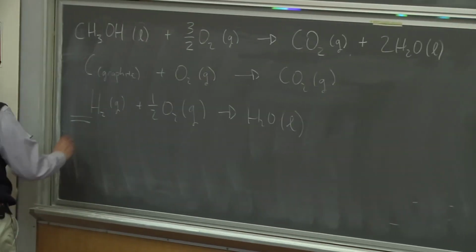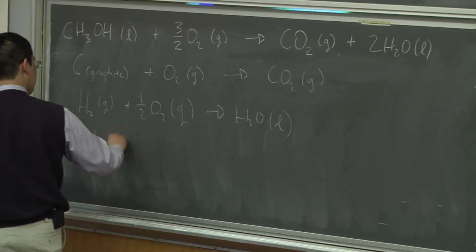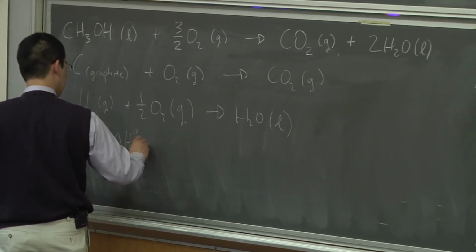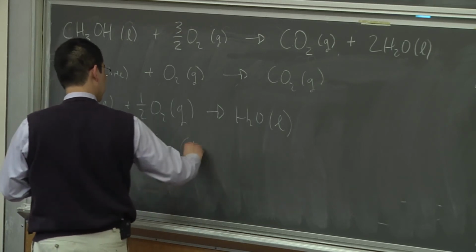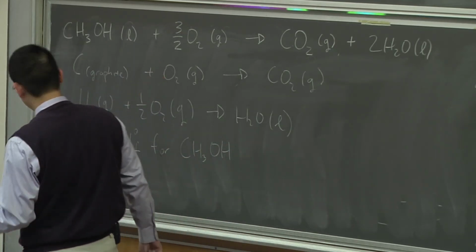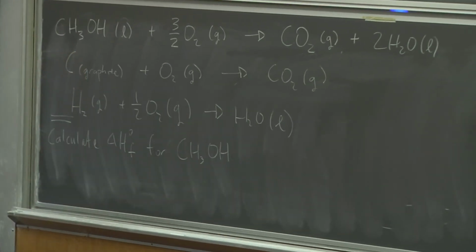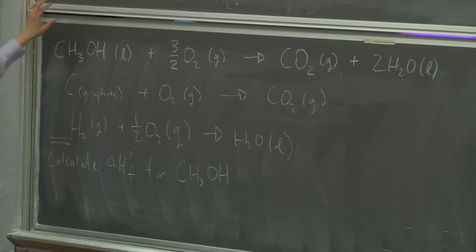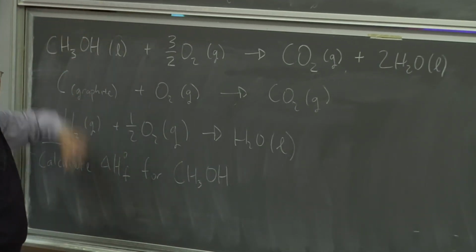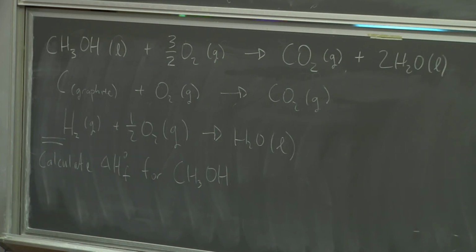What are we calculating? We're calculating delta H naught of formation for CH3OH. So what is the formula going to be for the delta H of formation for CH3OH? Remember, what's the delta H f? It's the formation of the compound from its elements.